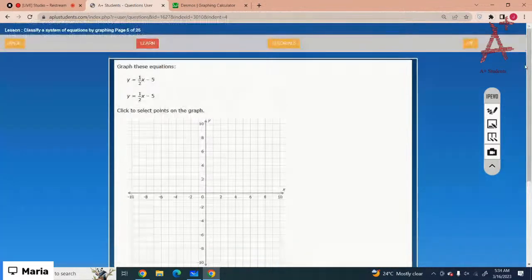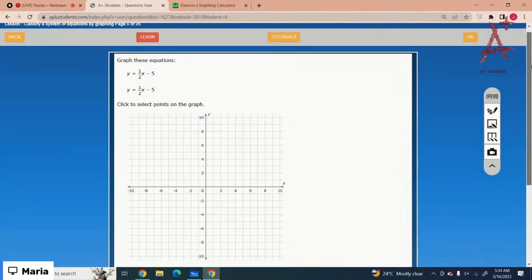Okay, y equals 1 over 2x minus 5 and y equals 1 over 2x minus 5. So both the equations are identical. Got it? That means the system has infinitely many solutions. They are consistent and dependent. Got it?